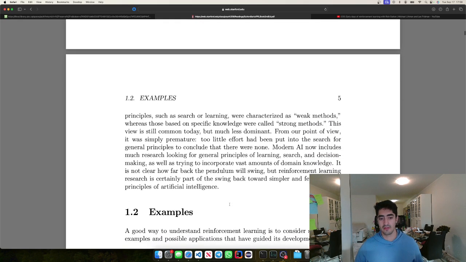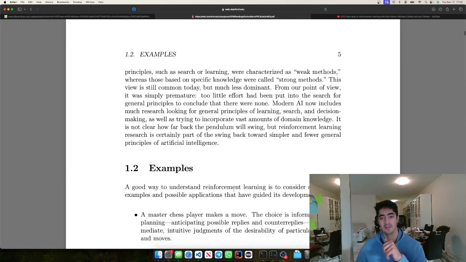Modern AI now includes much research looking for general principles of learning, research, and decision making, as well as trying to incorporate vast amounts of domain knowledge. It is not clear how far back the pendulum will swing, but reinforcement learning research is certainly part of the swing back towards simpler and fewer general principles of artificial intelligence.